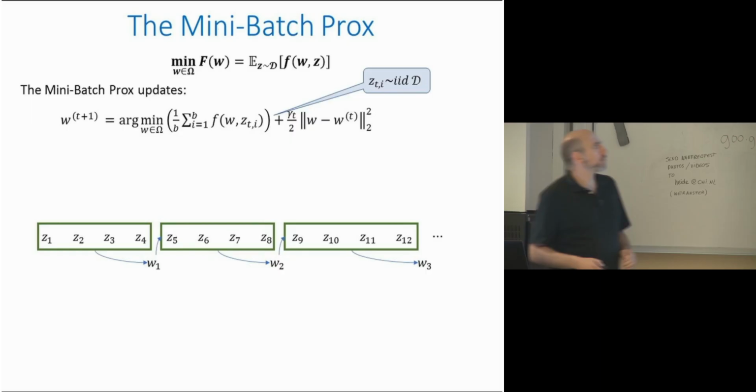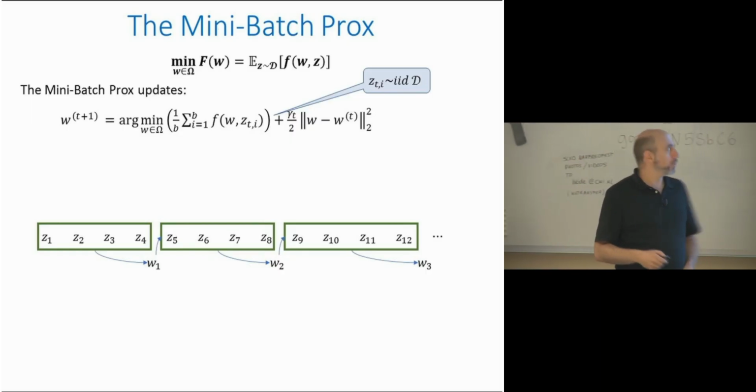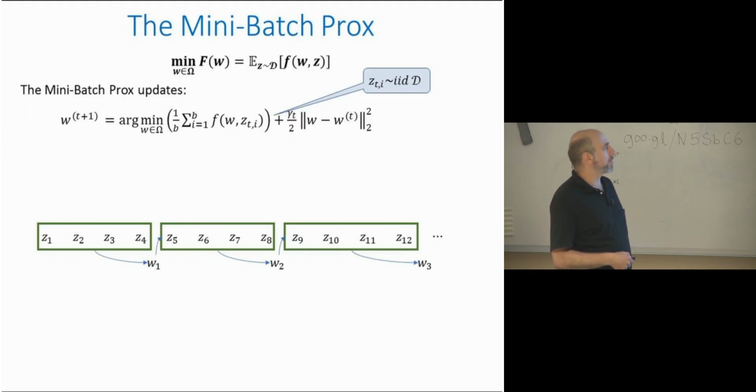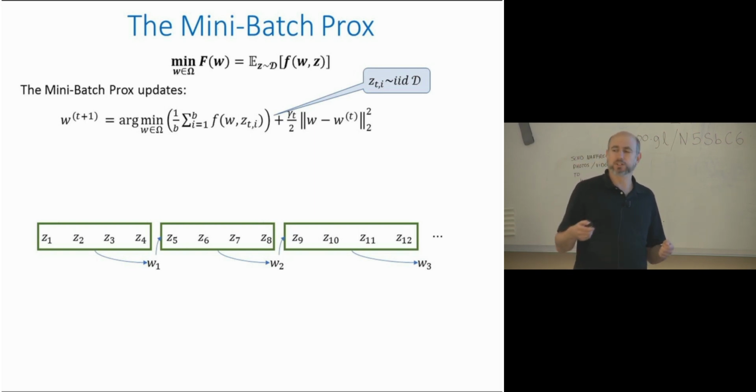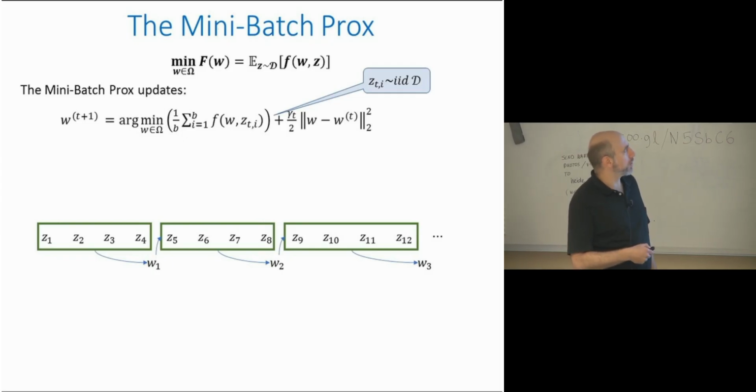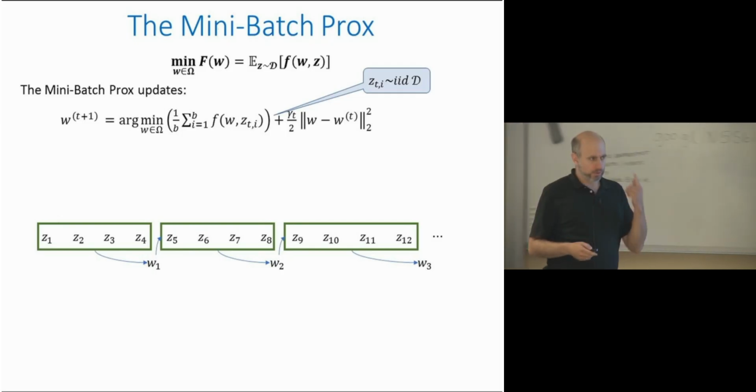Mini-batch prox performs the following update. There is no linearization. At each iteration, we collect B examples, where B is the size of the mini-batch. And then we optimize our empirical estimate of the objective based on all examples in the mini-batch, plus a regularization term, a prox term, that says we're not going to go too far from our previous iterate. Okay? So again, the difference versus mini-batch stochastic gradient descent is that in stochastic gradient descent we only look at the gradients of f, the linearization of f. Here we're minimizing f itself. Okay?